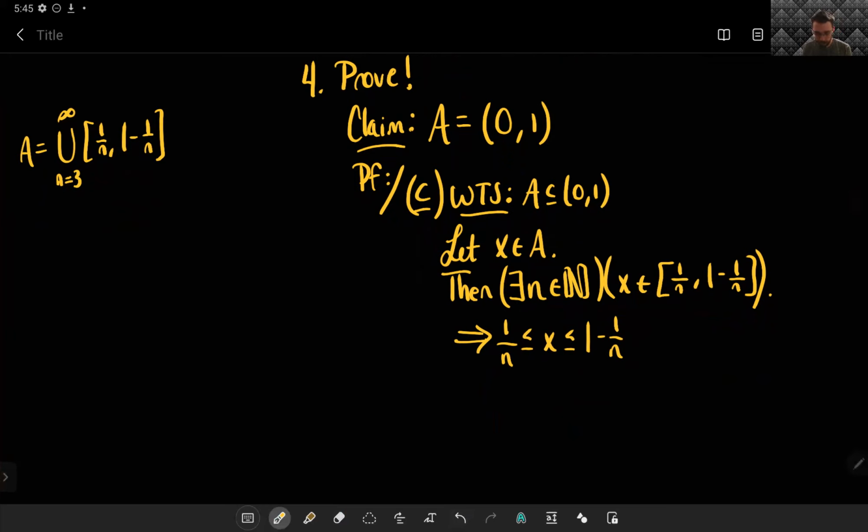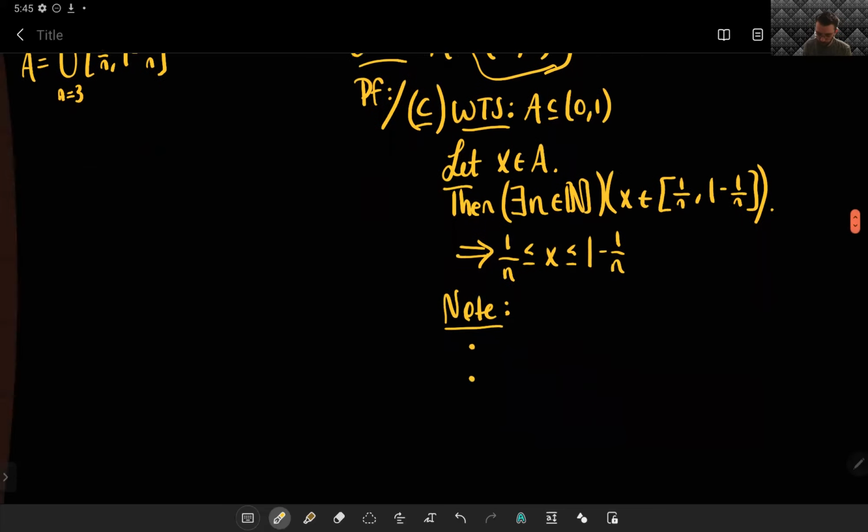But how does that help me? Well, I want to get here. And for x to be in the open interval from 0 to 1, it better be strictly greater than 0 and strictly less than 1. But note, we can note two things, two little bullet points.